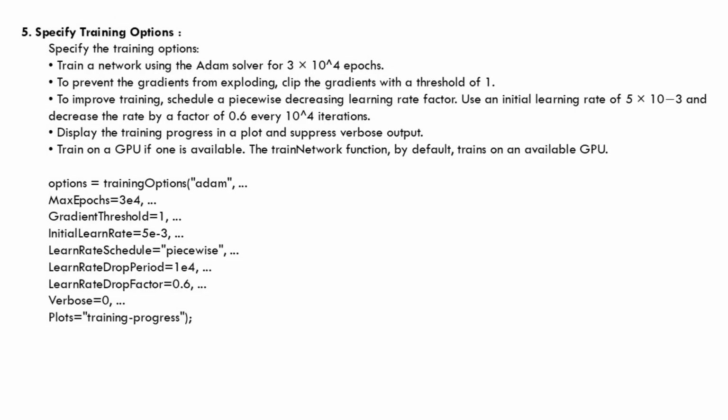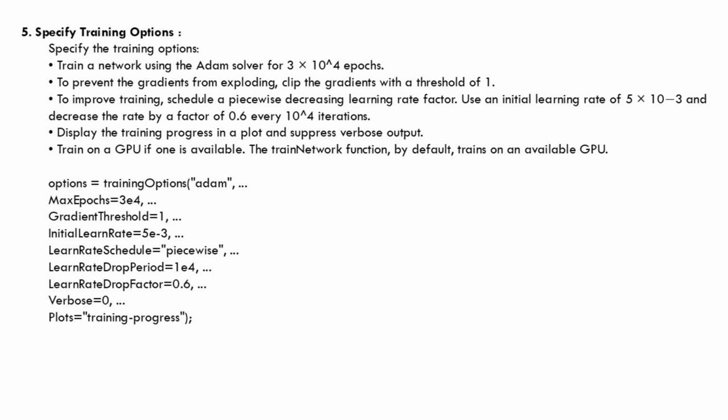Specify training options. Train a network using the Adam solver for 3 times 10 power 4 epochs. To prevent the gradients from exploding, clip the gradients with a threshold of 1. To improve training, schedule a piecewise decreasing learning rate factor. Use an initial learning rate of 5 times 10 power minus 3 and decrease the rate by a factor of 0.6 every 10 power 4 iterations.